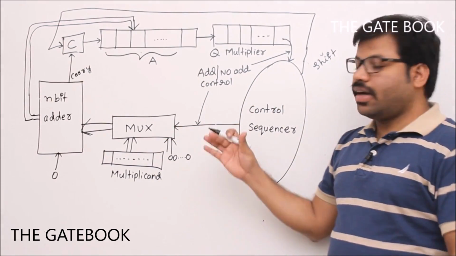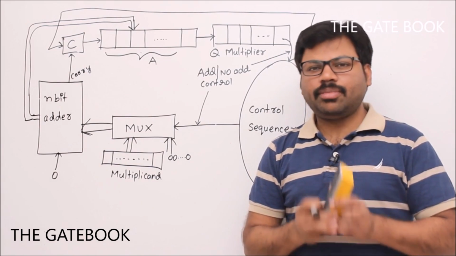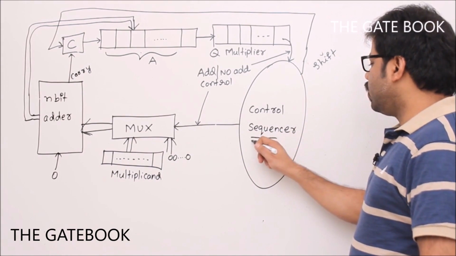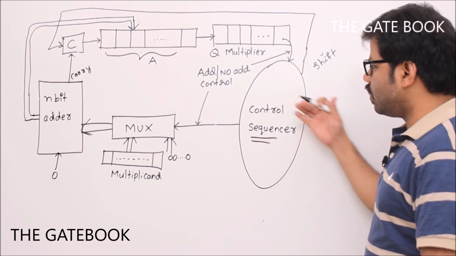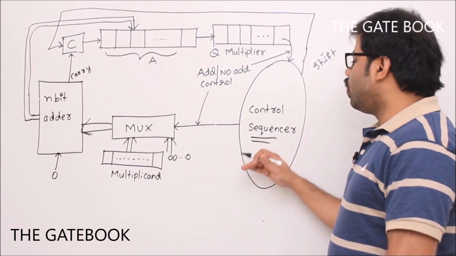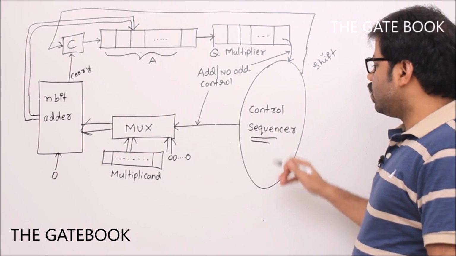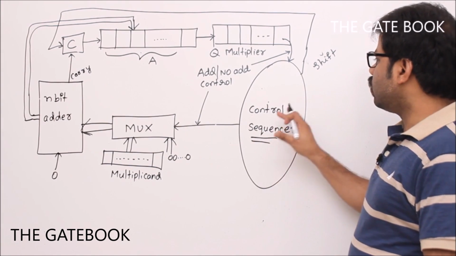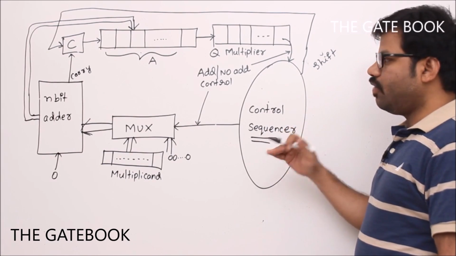Already we have gone through the procedure, so it will be very easy for you to understand this. There will be a control sequencer which is going to control all the sequences, like when to do addition, when to do shifting, everything. This is the important part. This control sequencer is going to decide when to add and when to shift.